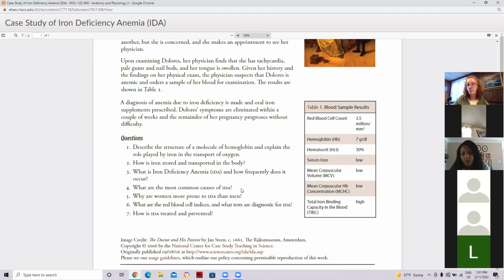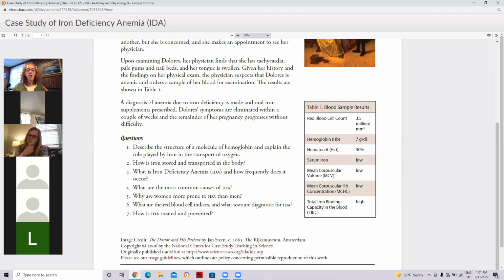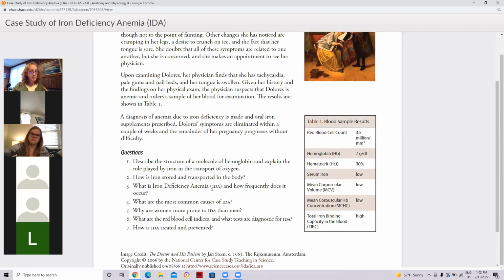How is it treated and how is it prevented? Routine blood work is how it's treated. Prevented, I guess so that you would know. Yep. That's how I would assess it, but how I would treat it and avoid it is taking an iron supplement. Yep. But that's the end of this one. Any questions about it? No.